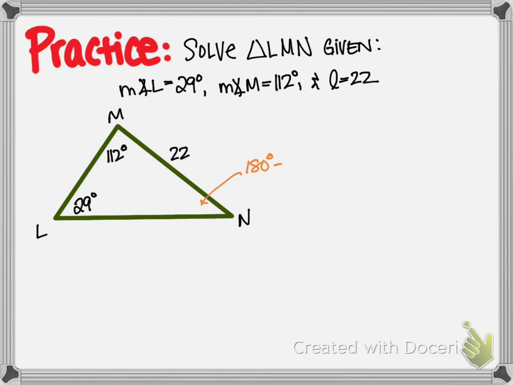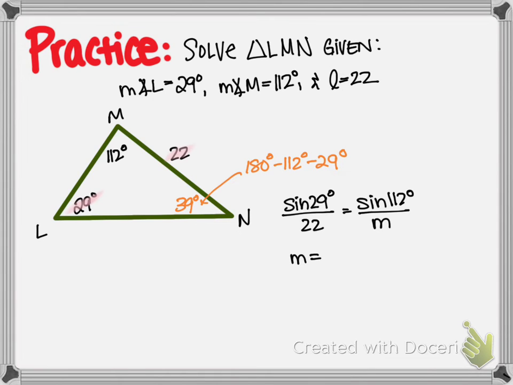So we can find this first angle by subtracting the given angles from 180. I got 39. And now I can set up a law of sines ratio. So we're starting with sine of 29 over 22. I highlighted that one. 29 and 22 are across from each other. And then I'll start with angle M over here, and the side across from it would be side M. So that's our missing value right now.